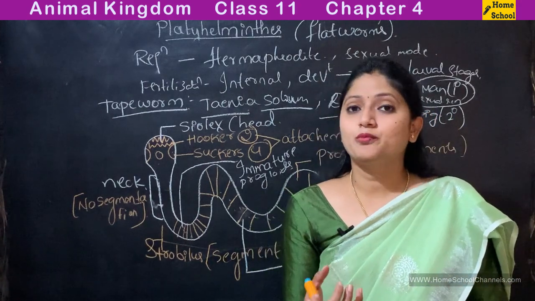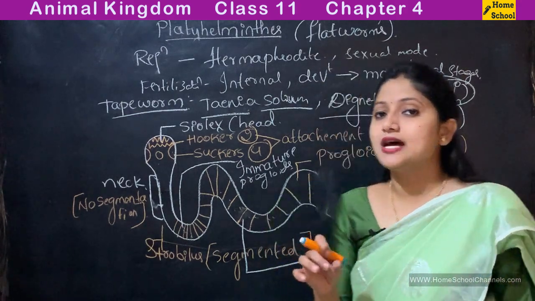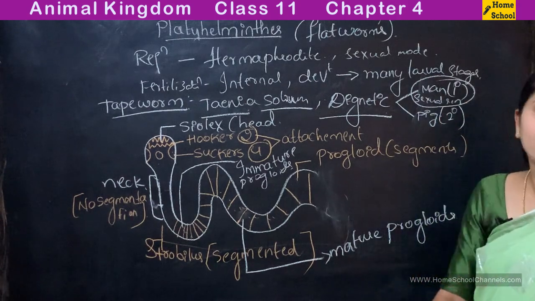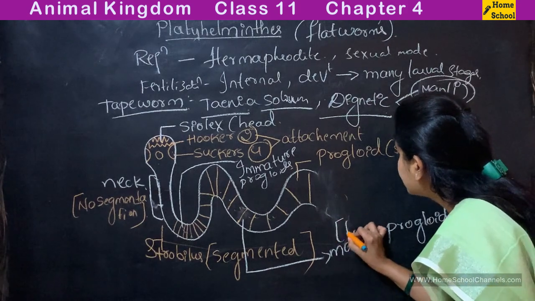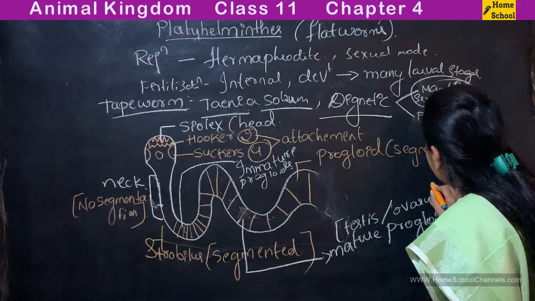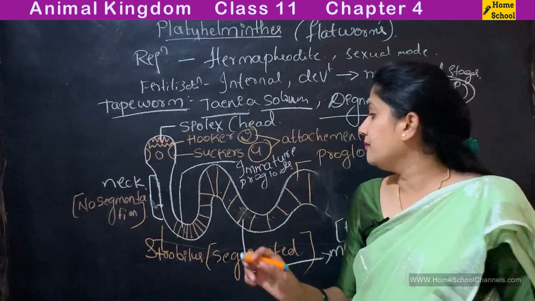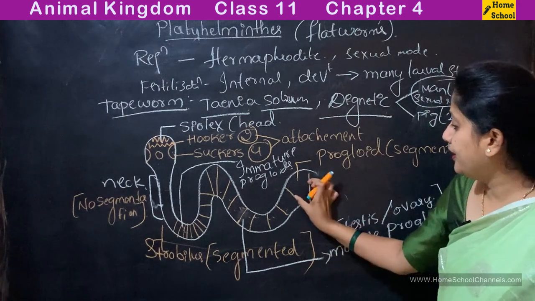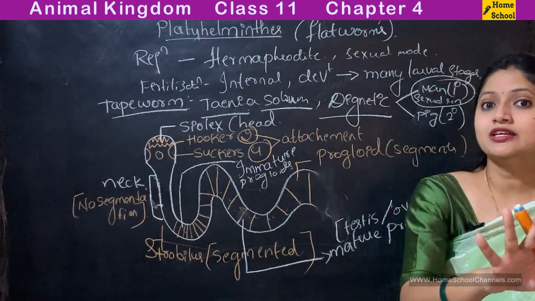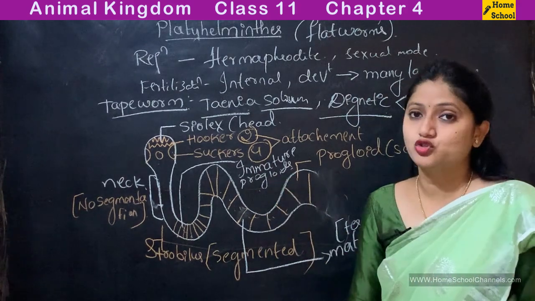So what do the mature proglottids have? These mature proglottids carry the sex organs, that is the testes and the ovaries. Since it is a hermaphrodite, they should have both here. The sexes are not separate, isn't it? So the mature proglottids have testes and ovary. Every segment is a proglottid. The immature proglottids do not have sex organs; there is no development of testes and ovary in them.